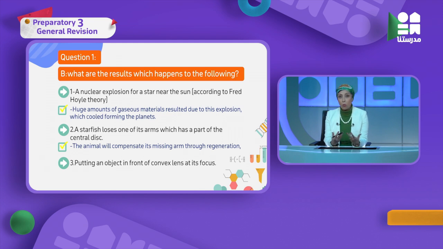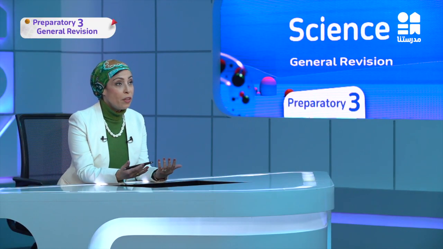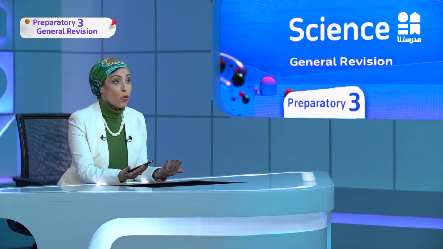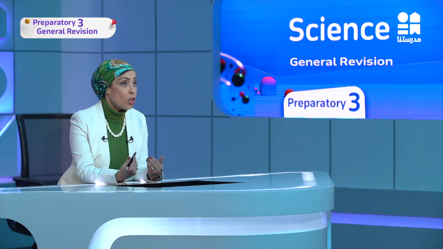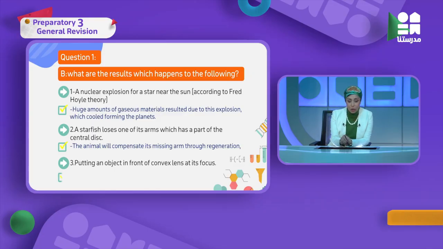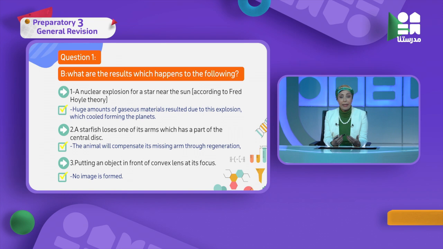It's a specific, unique case, which is that no image is formed. No image happens in this case. Why? Due to the refracted rays being parallel to infinity, so they never intersect together and never form an image. So the answer here is no image is formed. You can complete your answer with: due to the formation of parallel refracted rays to infinity.